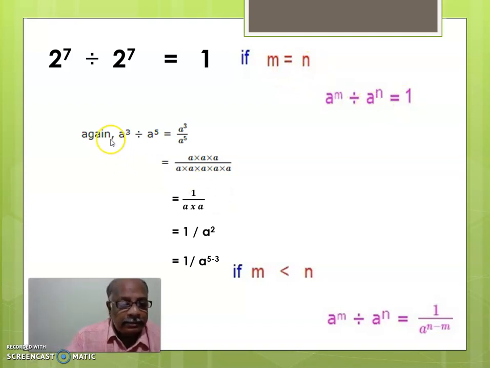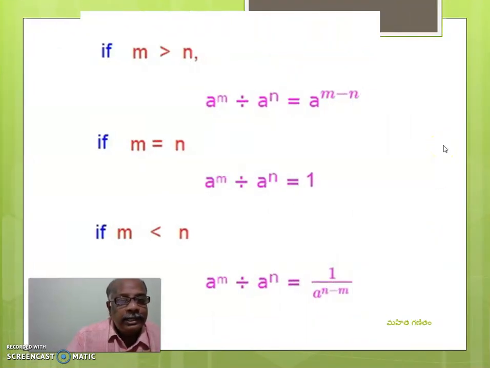We take a third case. Here, bases are same, but exponents are different. Here, m is 3, n is 5. m is less than n. In this case, a cube by a to the power of 5: a into a into a by a into a into a into a into a, 5 times. We are left with a into a in the denominator. So this can be written as 1 by a square. This can be written as 1 by a to the power of 5 minus 3. So we can generalize, if m is less than n, a to the power of m divided by a to the power of n is equal to 1 by a to the power of n minus m.